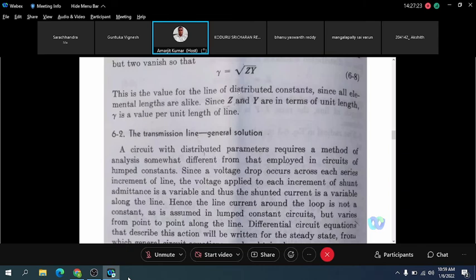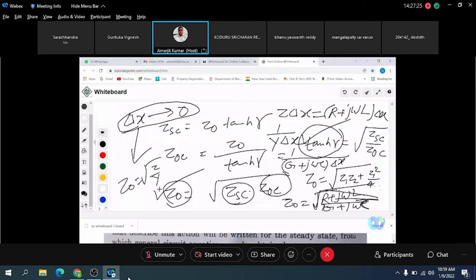So basically, finally we calculated Z0 is equal to under root Z upon Y, and gamma is equal to under root Z into Y. So the propagation constant of the uniform transmission line, distributed line, and the characteristic impedance of the uniform transmission line we calculated. This is equal to under root Z upon Y.